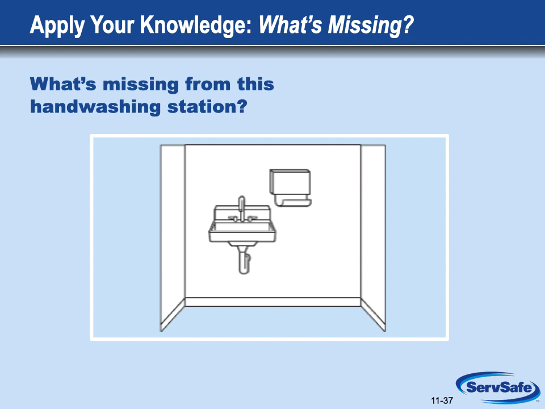A warm air hand dryer. While this isn't required, it's a good idea in the event that the paper towels run out. Most local codes require establishments to supply disposable paper towels in hand washing stations. Continuous cloth towel systems, if allowed, should be used only if the unit is working properly and the towel rolls are checked and cleaned regularly.